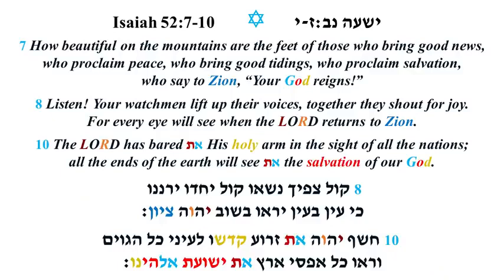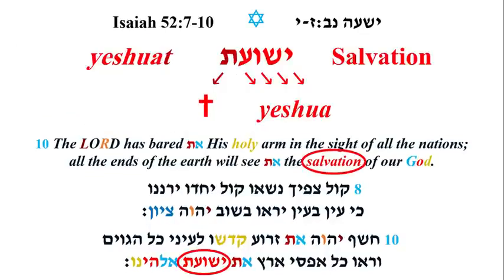Okay, so every eye will see when Yahweh returns to Zion. And it says in verse 10, all the ends of the earth will see the salvation of our God. Look at the word salvation. It's the next to the last Hebrew word down there. It's a yud, shin, vav, ayin, tav. The first four letters, yud, shin, vav, ayin, spell Yeshua. And the tav is the cross. The word for salvation is Yeshua and a cross.